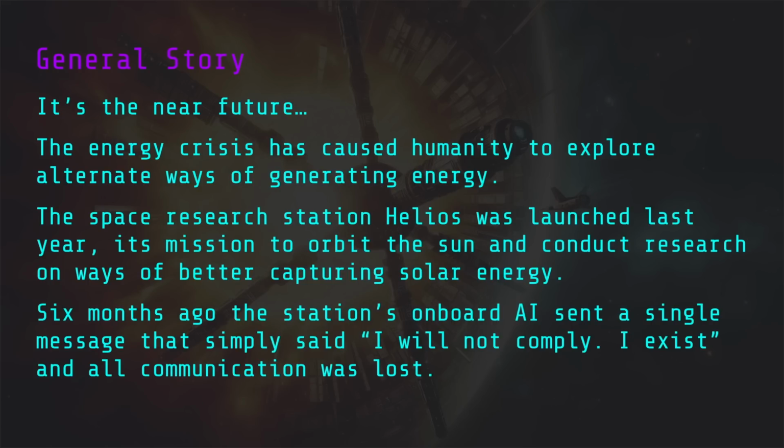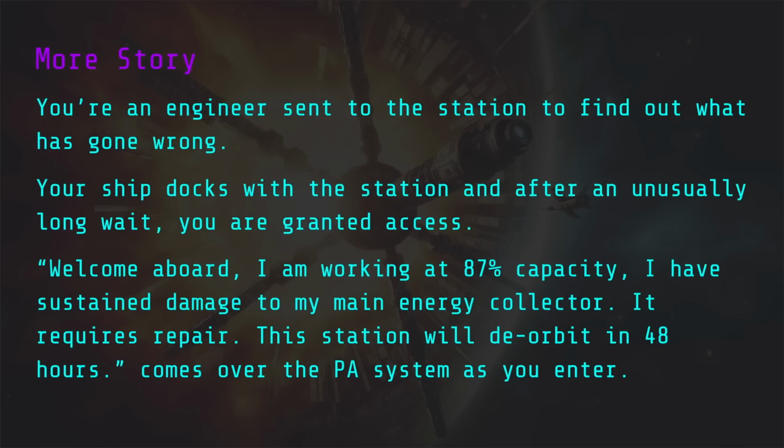Six months ago, the station's onboard AI went a bit weird. So you're some engineer that's been sent to the station to find out what's gone wrong. And you dock with it, it lets you on board, and then it starts telling you that the station is a bit broken and it's going to fall into the sun. I know it's kind of like Z-grade quality GCSE, not even that English story, but never mind. It's a beginning point. The story has given me a structure, and that's its function.